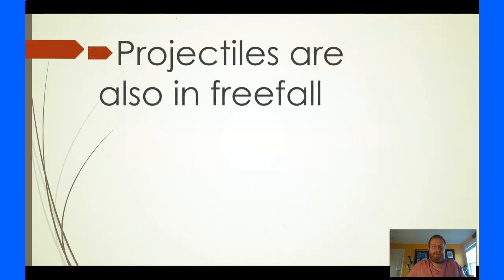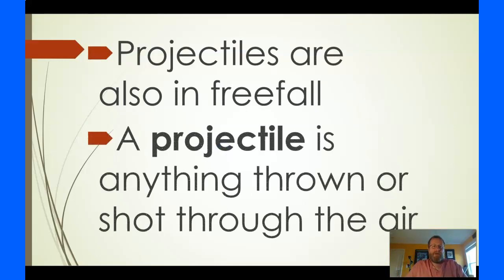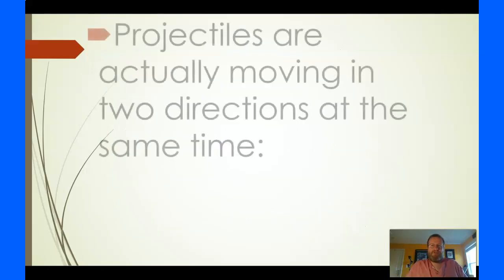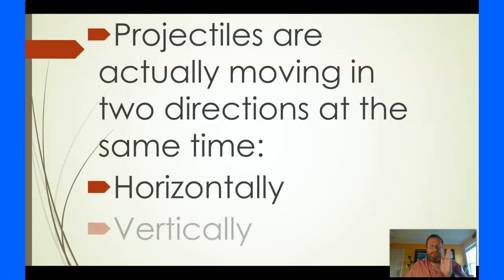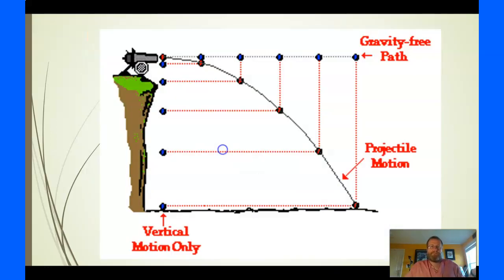Alrighty. Projectiles are also in free fall. A projectile is anything thrown or shot through the air. Projectiles are actually moving in two directions at the same time, both horizontally and vertically. This picture coming up is also on your notes. Now I got it color-coded here, yours is black and white, so here we go.